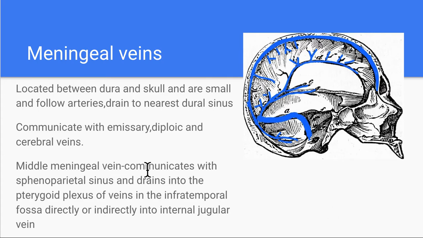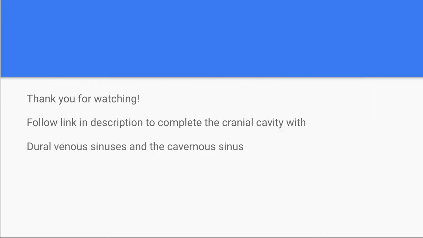The middle meningeal vein communicates with the sphenoparietal sinus and drains into the pterygoid plexus of veins in the infratemporal fossa, directly or indirectly into the internal jugular vein. So we can know the venous drainage of the brain a bit more in detail when we study the dural venous sinuses. So for now, this is it I have.